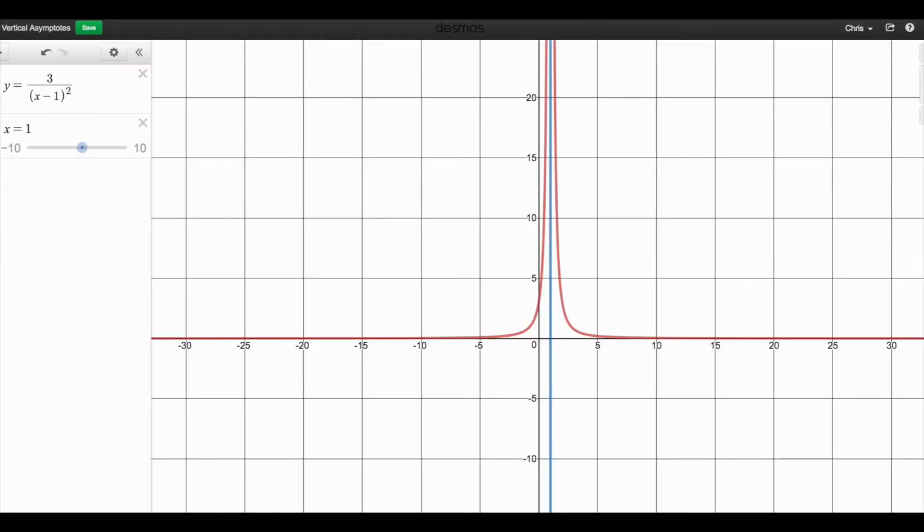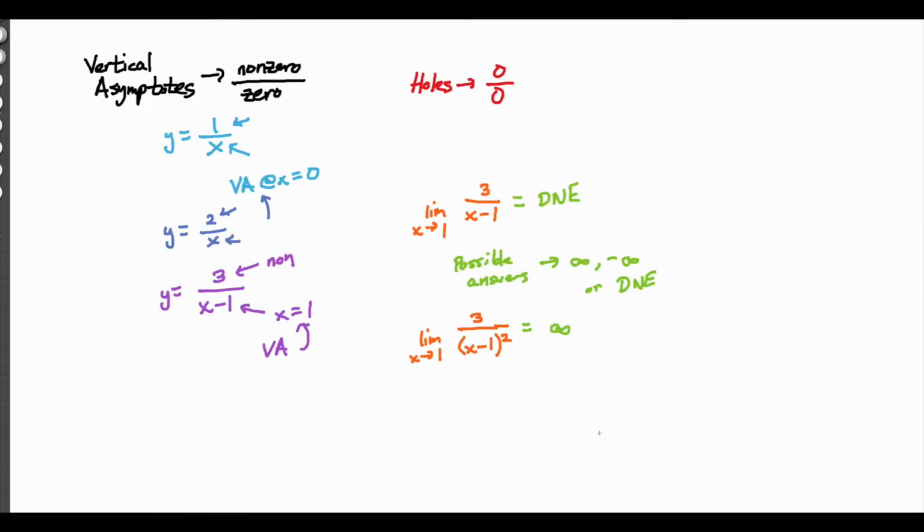Going back to this graph, if I wanted to, I could have put a negative sign in front of this right here, and then it would be pointing downward, so you'd have negative infinity. So there are 3 possibilities that you can have for limits with vertical asymptotes. You can either have positive infinity, negative infinity, or does not exist. Now, this is for regular limits, not one-sided limits. With one-sided limits, it changes a little bit.